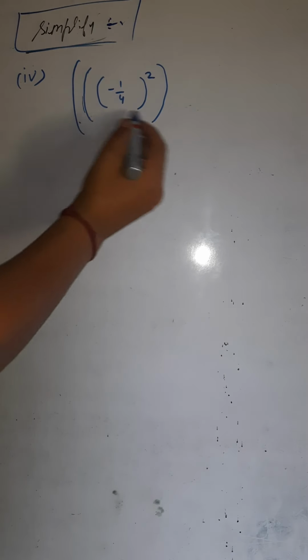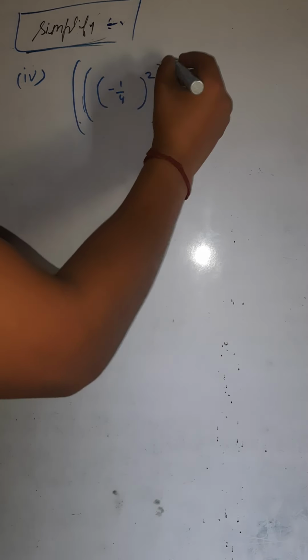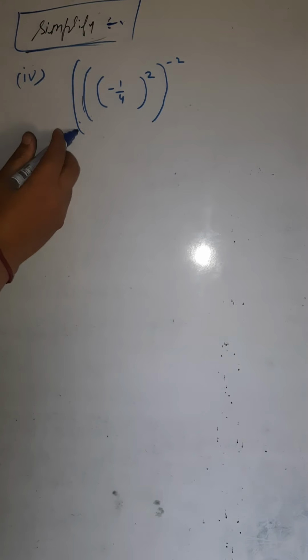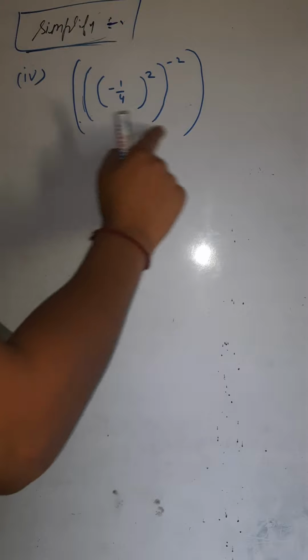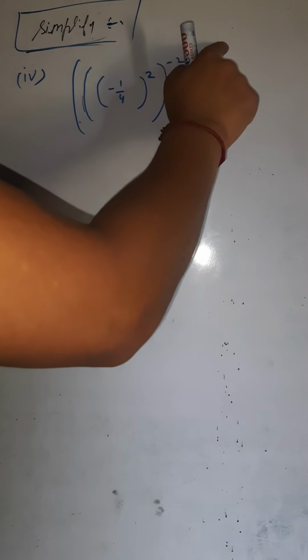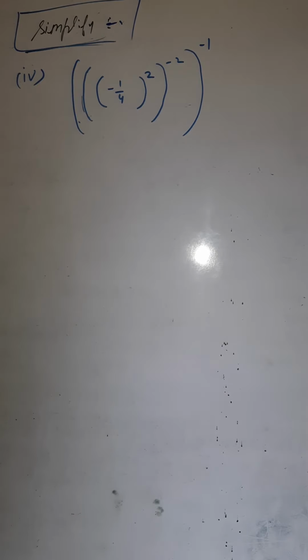Then again I can write whole raised to the power how much here? It is minus 2. Then this bracket is also to be closed. Let me close it here. Then the whole raised to the power would be how much here? It is minus 1. So this sort of question you have to solve. So how do you solve this?